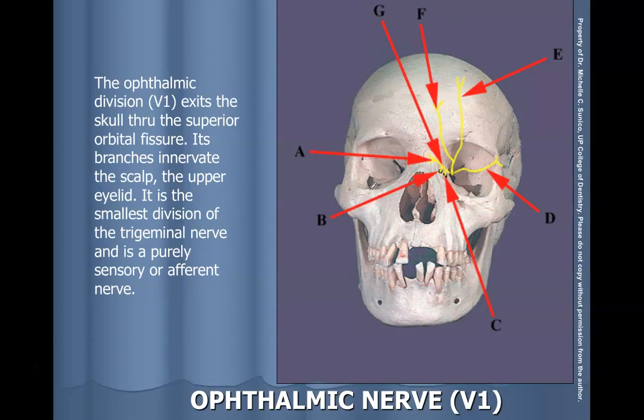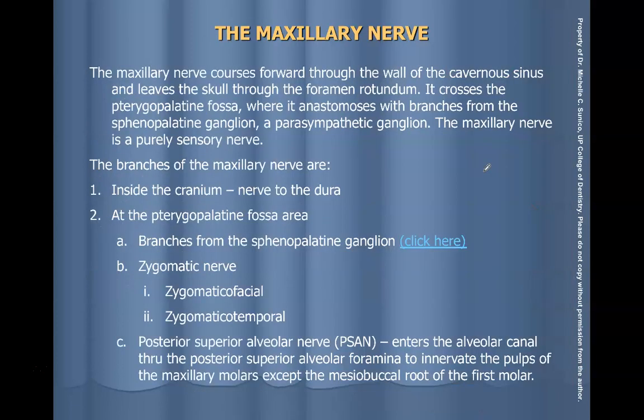So let us look at the different branches of the trigeminal nerve, starting with the ophthalmic nerve. As mentioned earlier, the ophthalmic nerve exits the skull through the orbit, through this fissure, the superior orbital fissure. And all the branches go up, so it has nothing to do with the oral cavity. So let's concentrate our discussion on the maxillary nerve and the mandibular nerve.